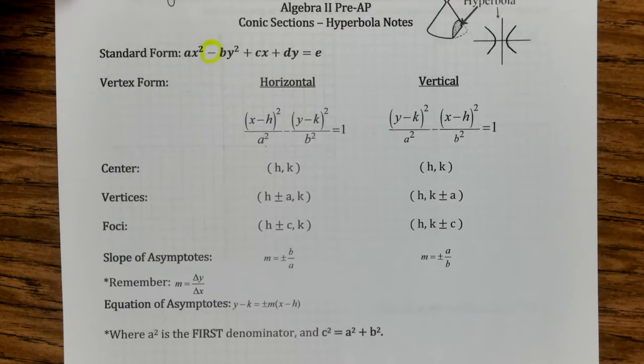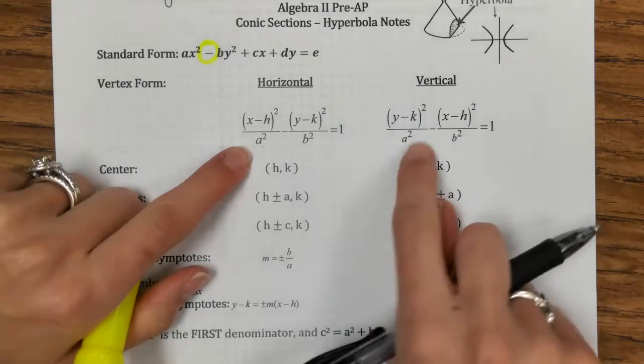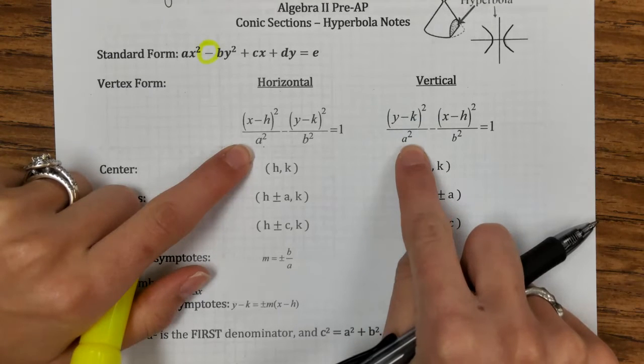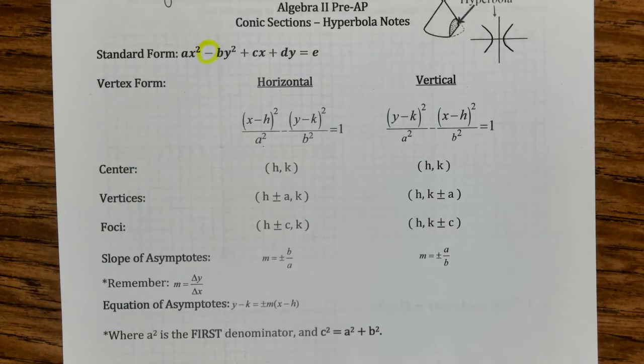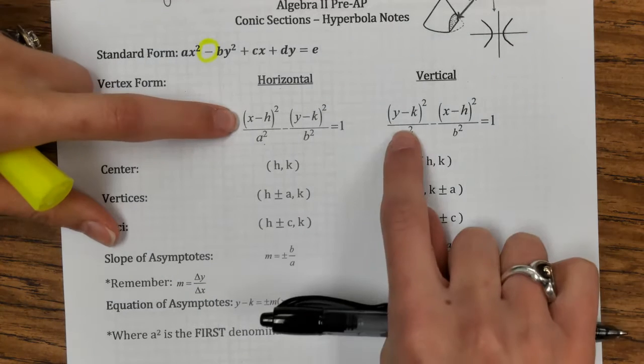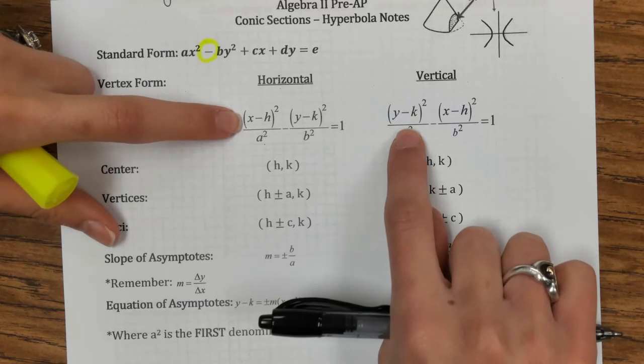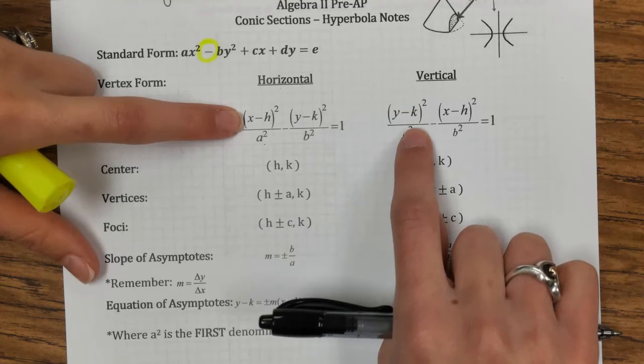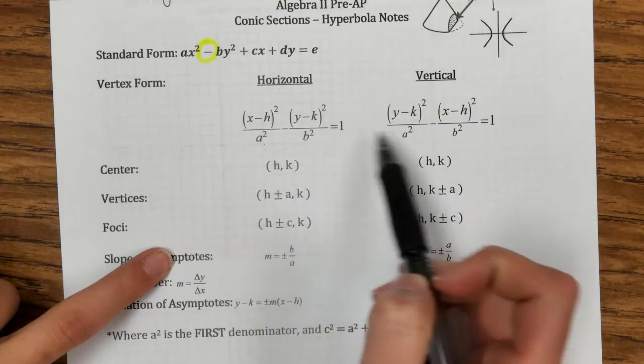The difference here is that your a squared is always going to be the first denominator. It's no longer going to be which one's the greater number. Okay? So you're going to have to keep that separate in your head when you're doing all these conic sections. Ellipses, a squared was always the greater denominator. Hyperbolas, it's always the first denominator, regardless of it being bigger or smaller. Okay? So what determines the direction is whichever variable comes first. So if x comes first, then that's going to be horizontal. If y comes first, that's going to be vertical. Okay? And then, of course, you've got your minus there.